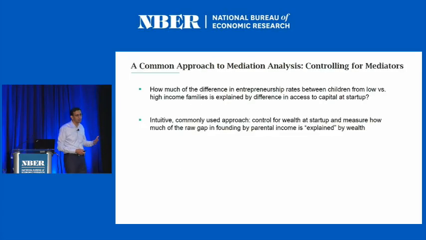The most common way that I think people tackle this in economics at the moment is to control for endogenous mediators. For instance, suppose I take the question of how much of the difference in entrepreneurship rates between kids from low and high income families is explained by differences in access to capital.